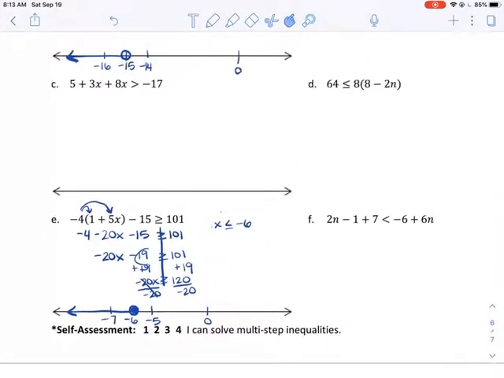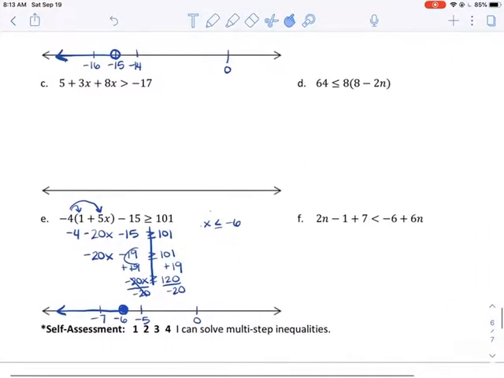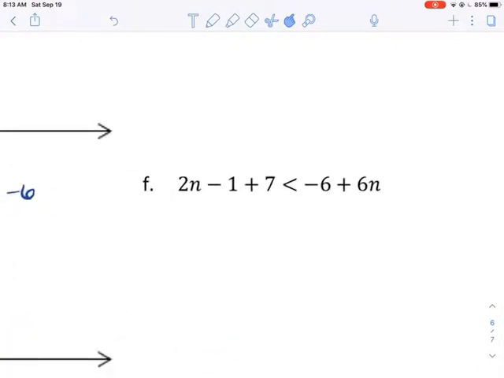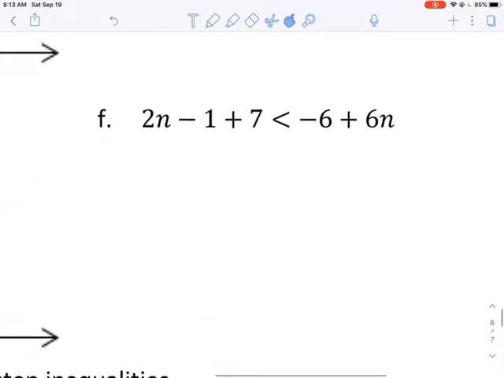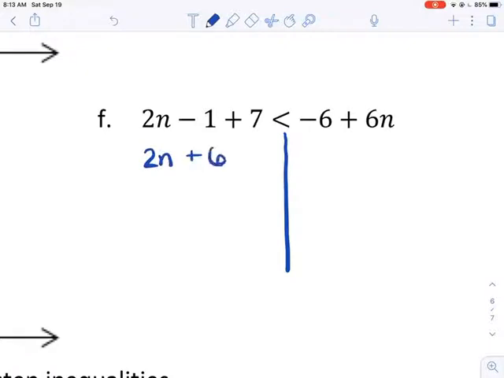Okay, I'm going to do one more example for you, and it is example F. This one doesn't have distribution. It does have like terms to combine. So I'm going to go ahead and say negative 1 plus 7 is positive 6. And I didn't do anything to it yet. I just simplified the expression. So I'm going to keep my terms the same. I rearranged these just so it looks a little easier for me. You don't have to do that.